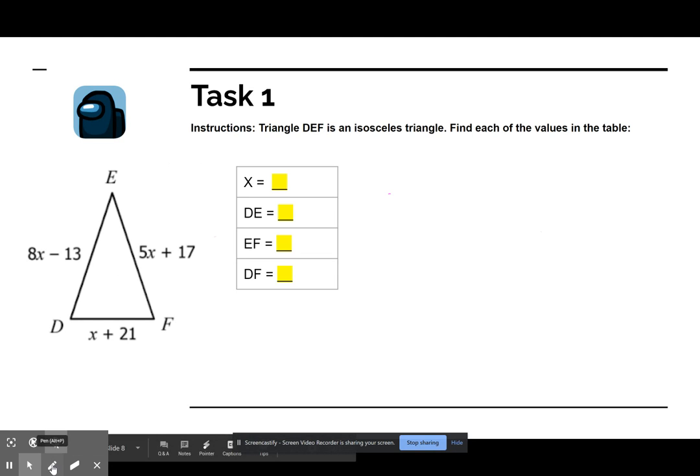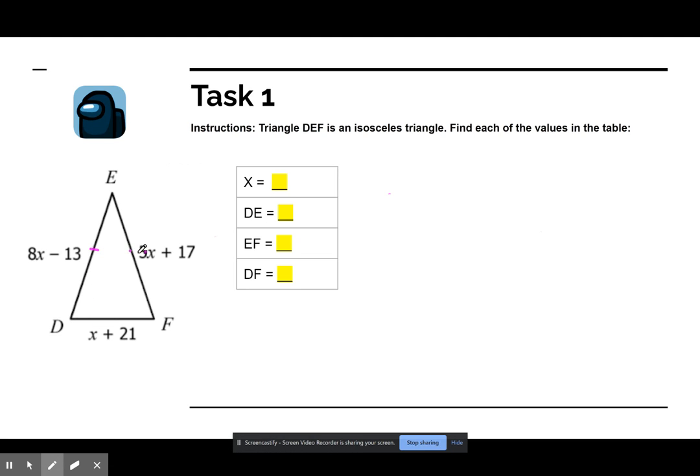The only difference is, in an isosceles triangle, we know that these two side lengths are the same. And so the equation that you would want to set up is 8x minus 13 is equal to 5x plus 17. Solve for x and plug x back into these expressions to find the side length.